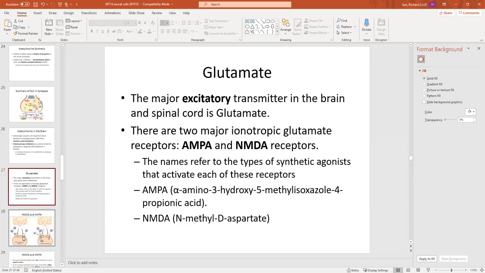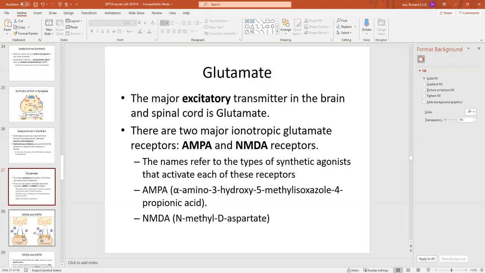The next one is the glutamate. Glutamate is the major excitatory neurotransmitter. There are two receptors. These two are equally important. These two usually coexist in the postsynaptic site. These are the AMPA, A-M-P-A, and the NMDA. These two are the receptors of the glutamate, and these two are both excitatory.